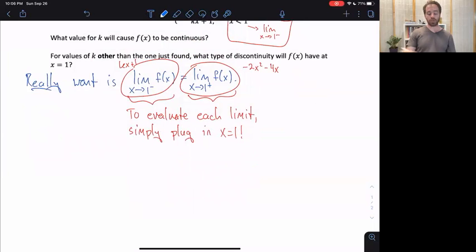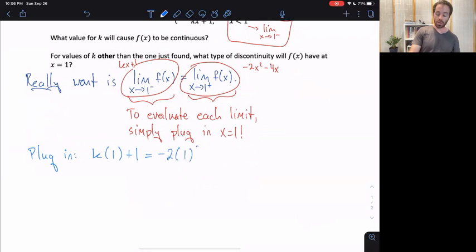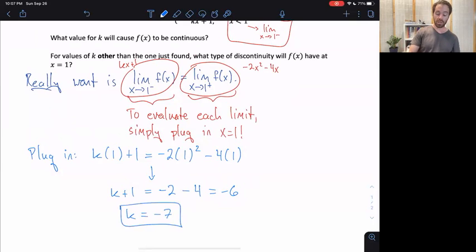Well, now we can just plug in. We've gotten through the theoretical reasons. Let's actually do the problem. So plug in, and you're going to get k times 1 plus 1 equals negative 2 times 1 squared minus 4 times 1. Yeah, I know, it's a bit obnoxious to write the 1 over and over. We're going to get rid of that. So k plus 1 equals negative 2 minus 4. Well, that's negative 6. And then subtracting 1 from both sides tells us that k must be negative 7.